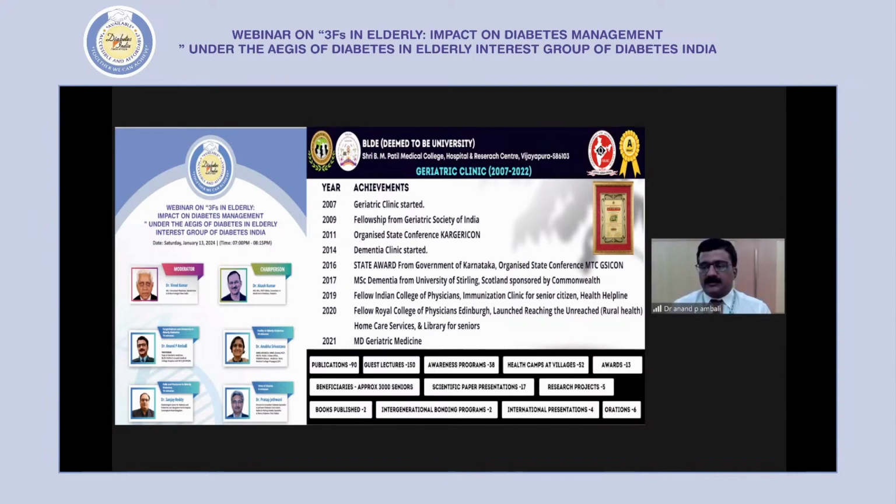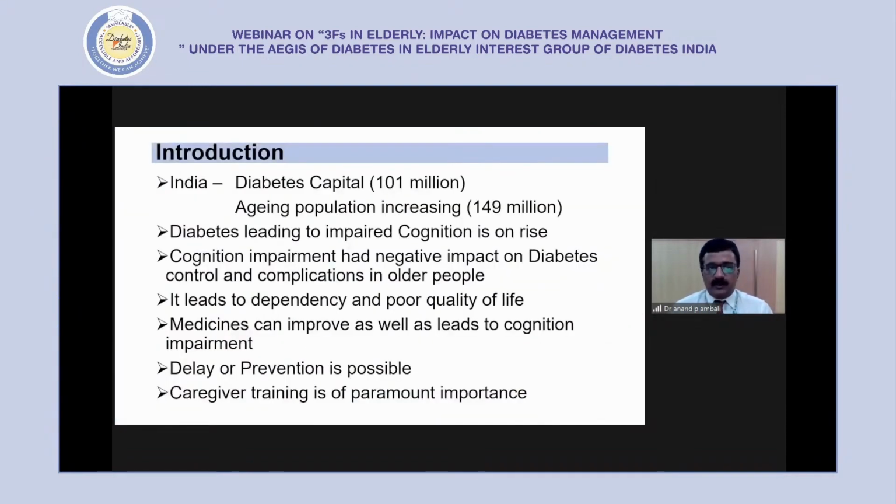So we started our geriatric clinic way back in 2007, and now we are having 2 MD geriatric medicine seats from 2021 in the field of geriatric medicine. And apart from that, we also have a rural health scheme, immunization clinic, and dementia clinic in our geriatric clinic. So with this background, and taking the permission of the chair and moderator, sir, I now discuss a few things about diabetes and dementia or forgetfulness, as was rightly mentioned.